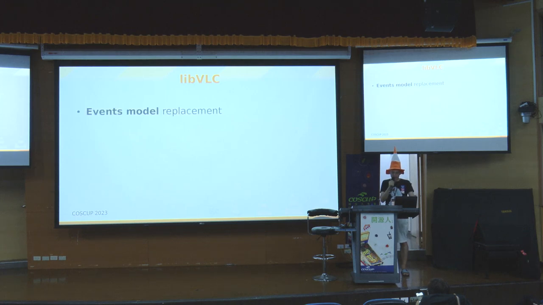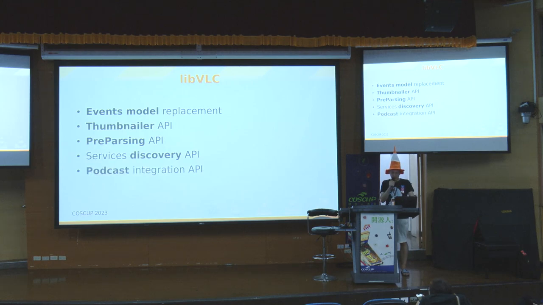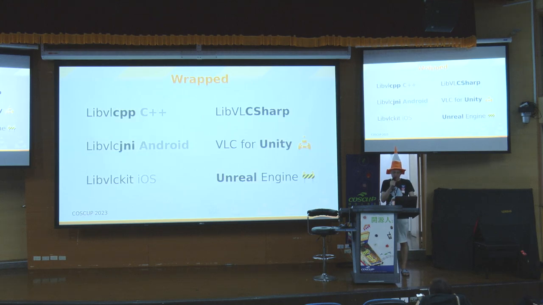So for developers, we have changed our event model. We also added a thumbnail API, a pre-parsing API, which is for fetching metadata. A service discovery API, which is for external sources. We have better podcast integration now. And we have a lot of wrappers. So we have C++, we have Android, iOS, which is a well-known one. We have C Sharp. We also have a good community around our port of VLC for Unity. And we are also working to bring VLC to Unreal.